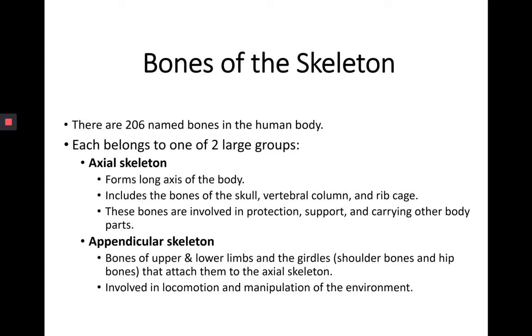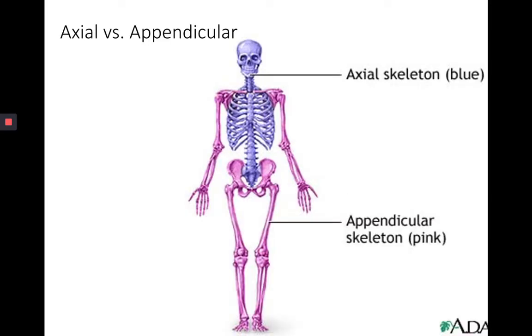And then for your axial skeleton, it's pretty much the long axis or kind of trunk of your body, but also includes your skull and your vertebral column and your rib cage. So we have a lot of protective functions for the axial skeleton, whereas mobility or locomotion, kind of manipulation of the environment, would be the function of the appendicular skeleton.